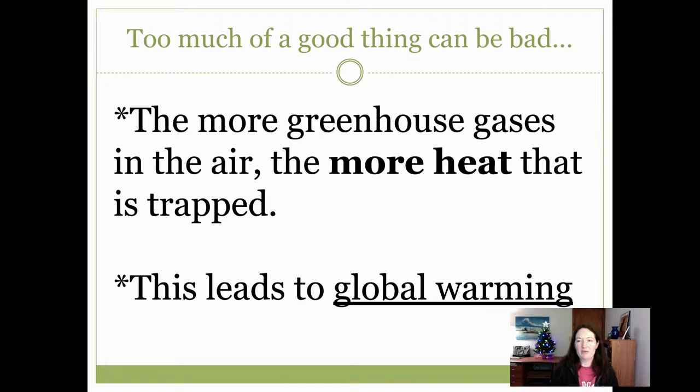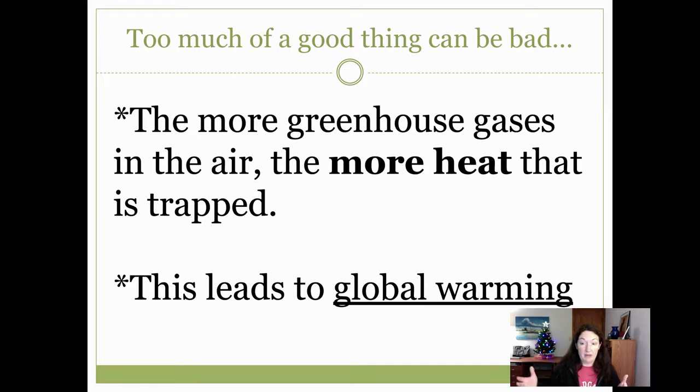Again, the way that we have built our human settlements and the ecosystems around us have built themselves up, it's bad for us to have too much heat. So the greenhouse gases that continue to be added to the atmosphere create more heat being trapped by the Earth. So it's like making your blanket thicker. So this is what leads to global warming.